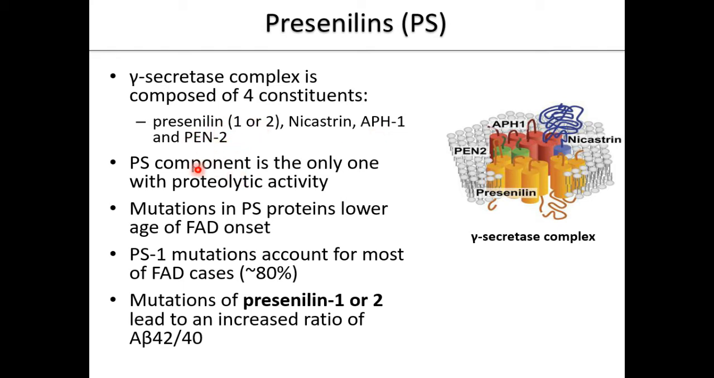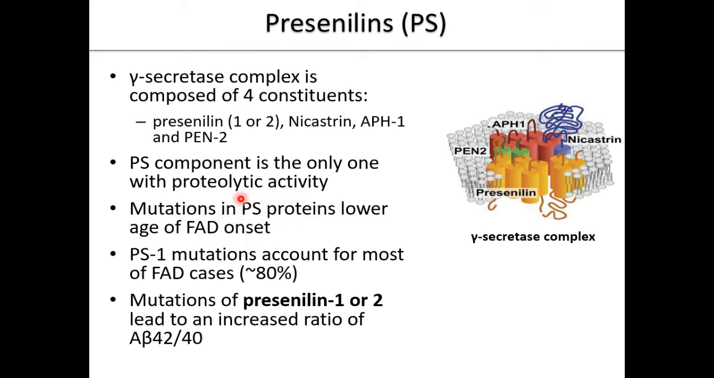Now again, I don't need you to worry about all of the details here. The reason why we talk about gamma secretase, and I told you that it is going to cut the APP or the fragment C99 or C83. The presenilin is the only component of the gamma secretase. Out of all of these other ones, presenilin is the only one that actually causes proteins to be cut or enzymatically digested. It is the only one with proteolytic activity.